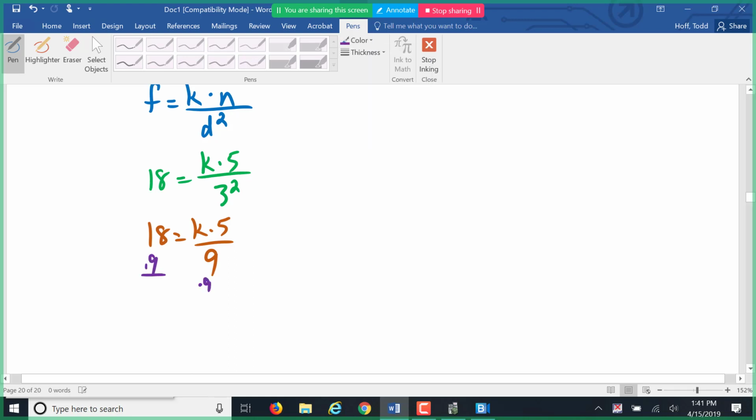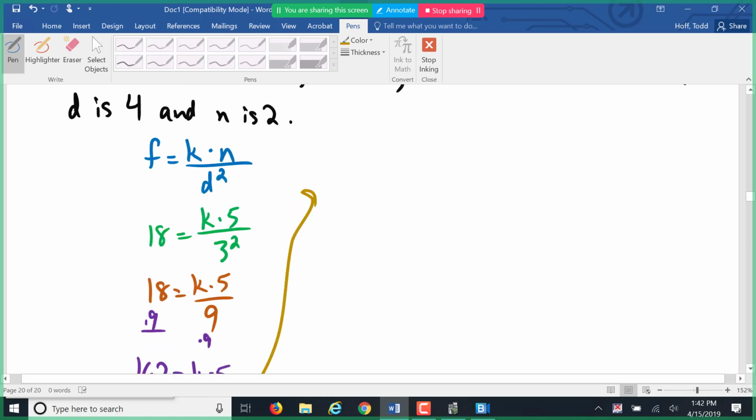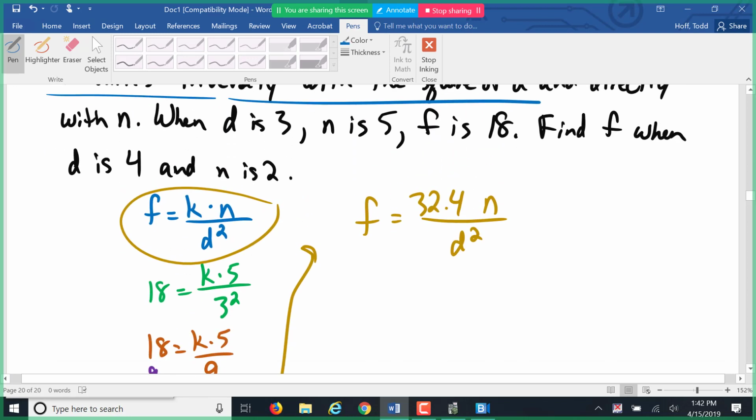We could multiply by 9, gives us 162 equals K times 5. Dividing by 5 gives us K equals 32.4. So that means F equals 32.4 N over D squared. Now I want us to find F when D is 4 and N is 2. So 32.4 times 2 over 4 squared.